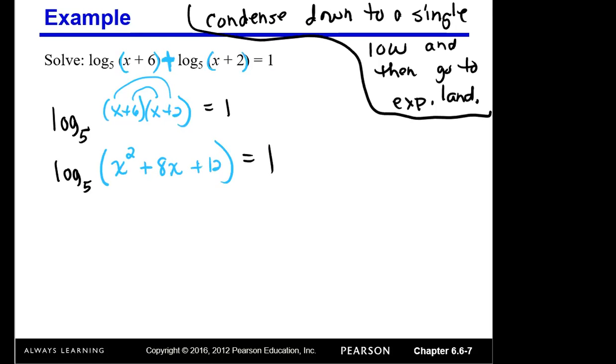Okay. So condense down to a single log. What the heck was I writing over there? Single log. That would be this part here.